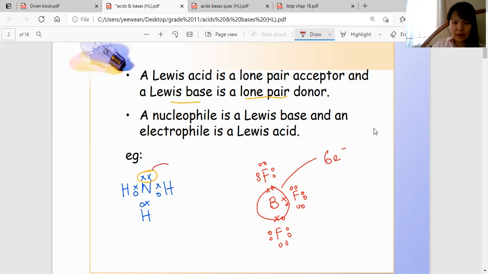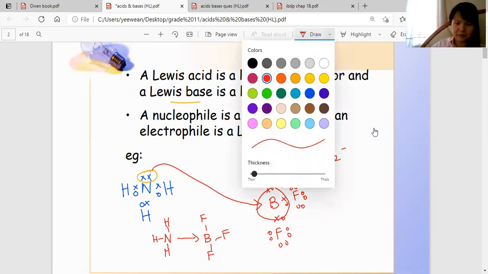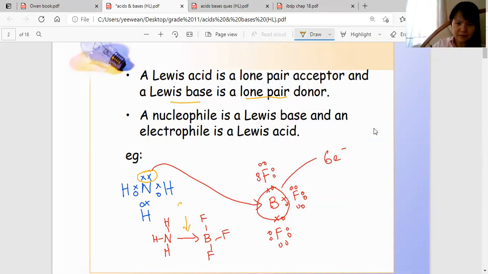So therefore, the base can donate the lone pair of electrons. They actually share it in the end. It looks like a covalent bond. And in fact, it is a covalent bond. It's a dative covalent bond. So after they're bonded, all of them would have 8 electrons, while the H would have 2 electrons. So now everyone's stable and octet. And this here is a dative bond. So a dative covalent bond.